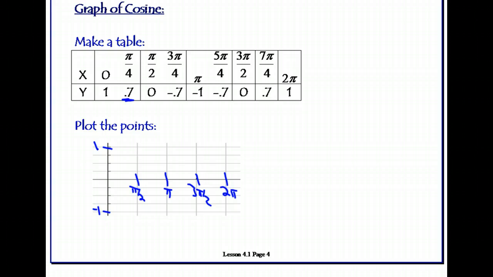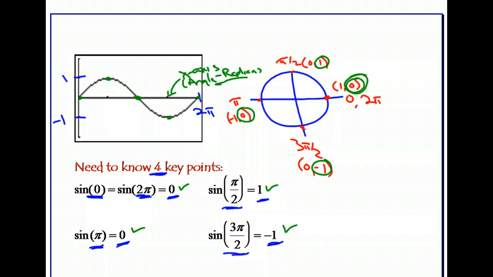And let's plot our points again. Cosine of 0 is 1. And again, is this more memorization? No, it's not. This is just your unit circle. Now it's the x-coordinates. So go back to that unit circle for a second. And now we're just doing the x-coordinates as we work our way around there.